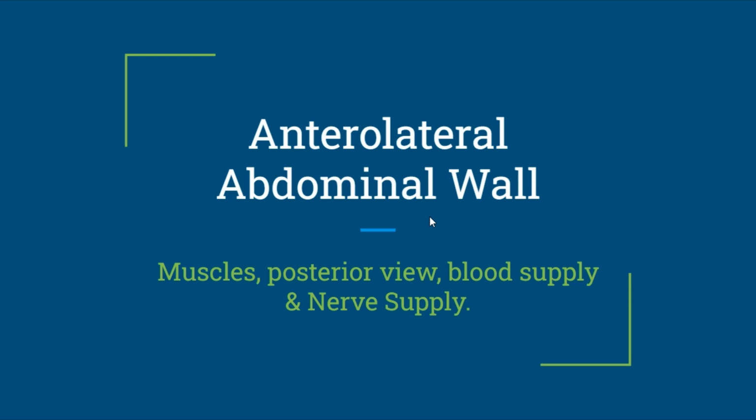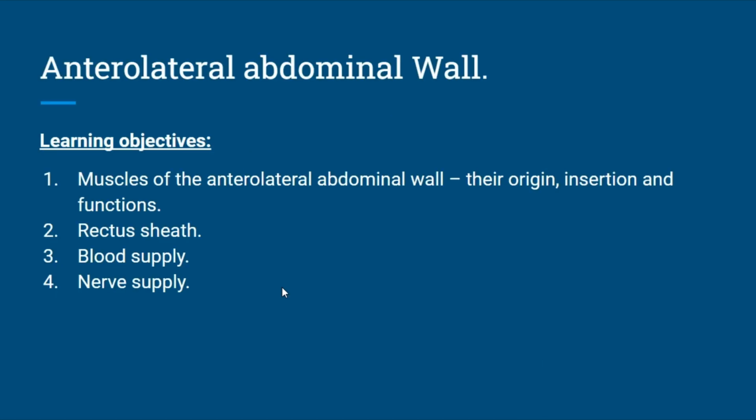Hello everyone. Today we are going to start the new lecture. It is the anterior lateral abdominal wall. In this lecture, we're going to discuss the muscles, the posterior view, blood supply, and the nerve supply of the anterior lateral abdominal wall. So the learning objectives here are to discuss the muscles of the anterior lateral abdominal wall, their origin, insertion, and the functions. We're also going to check and learn about the rectus sheath, blood supply, and the nerve supply of the anterior lateral abdominal wall.